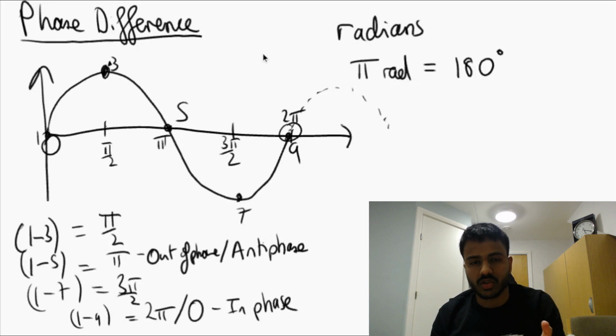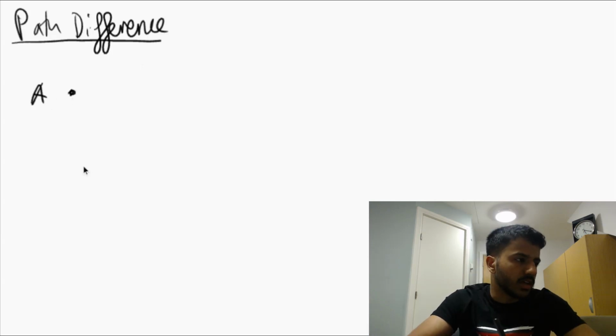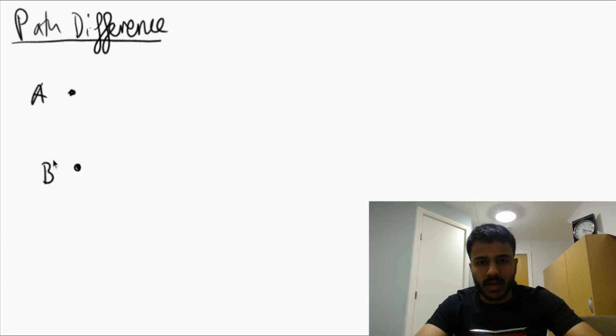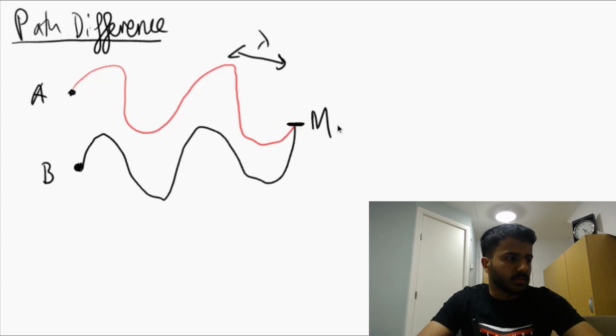And now there's another concept that you have to know about, which is called path difference. Path difference is the difference in the distance measured, but this time it's in terms of the wavelength of that wave. So let's say I had 2 points, A and B, and they both emit exactly the same type of wave. That means that they have the same frequency and the same wavelength, and we'll call this wavelength lambda. And they meet at this point I'm going to call M.